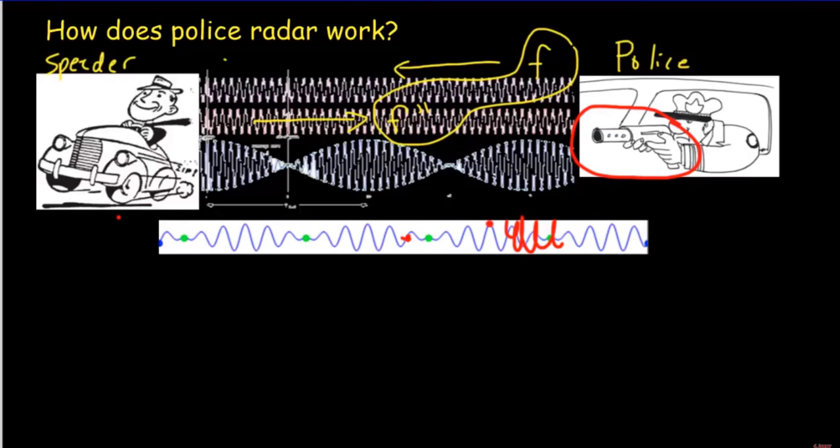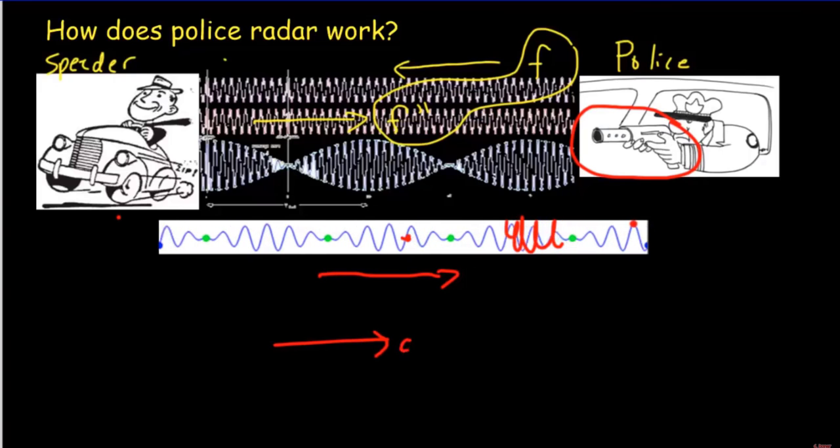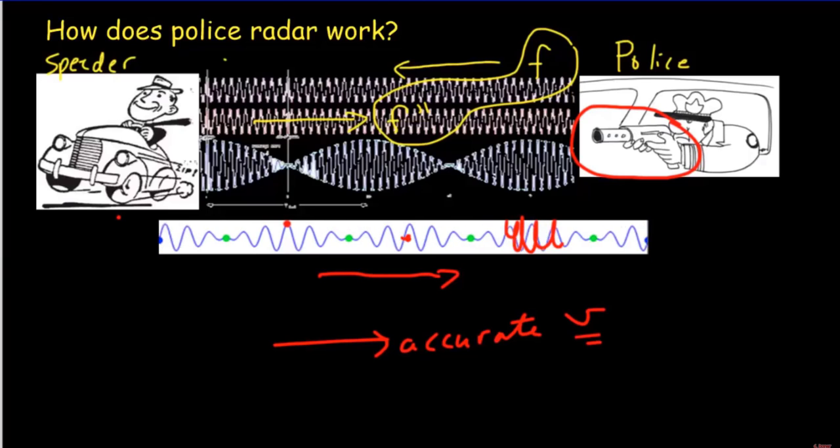But remember, the speed that these envelopes are traveling at is very, very slow. So in fact, it's very easy to do a very accurate calculation of how much time it takes between a big intensity and a small intensity. And what that leads to is a very accurate calculation of the speed of the speeder. That's how police radar works. There's all kinds of applications where this double Doppler shift can be used to measure the speed of things that are moving towards us or away from us.